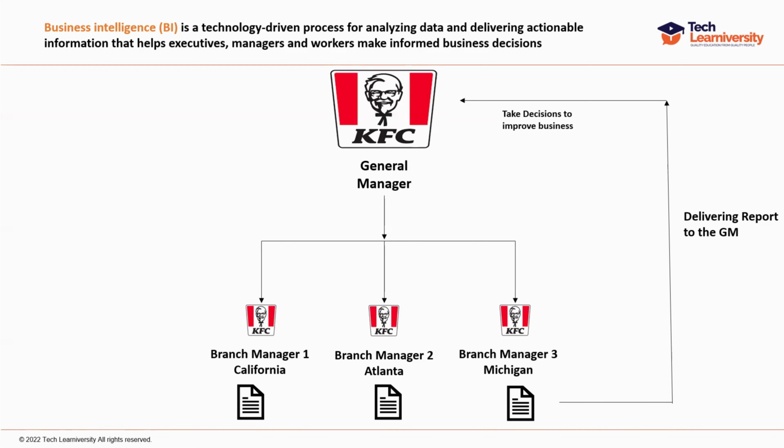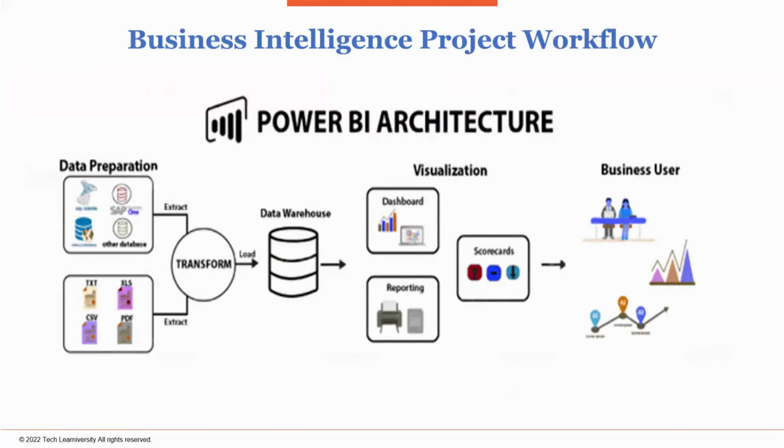Now let us understand the workflow of a business intelligence project. In most companies, this kind of architecture is used to complete a business intelligence project. Consider any business, like KFC again. Whenever you are running a business, data might be stored in multiple locations: in a database, in an Excel file, in CSV, PDF, or any other format, SAP databases as well. There can be multiple sources of data when you are running a business.